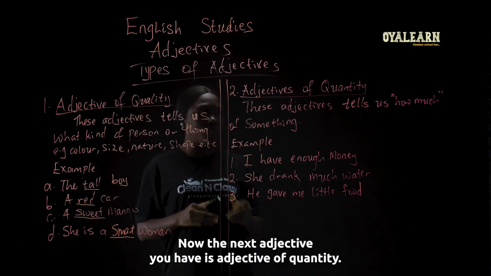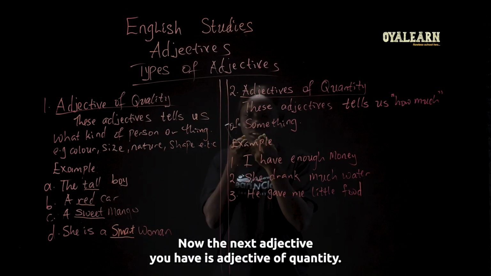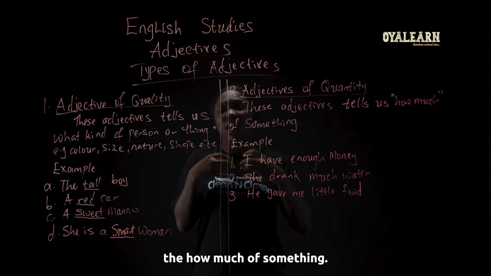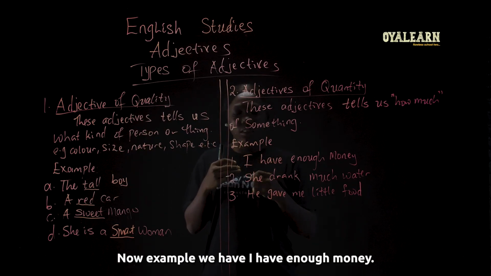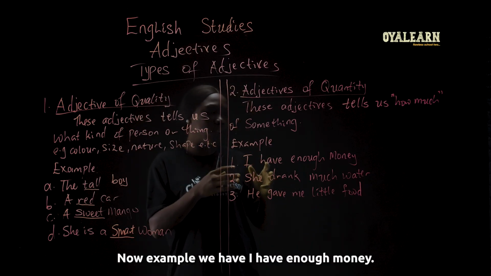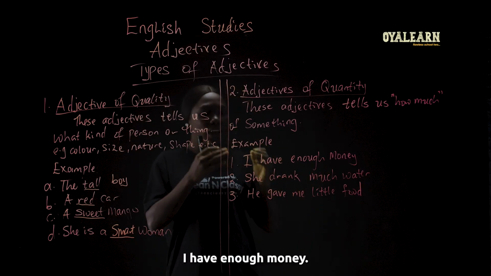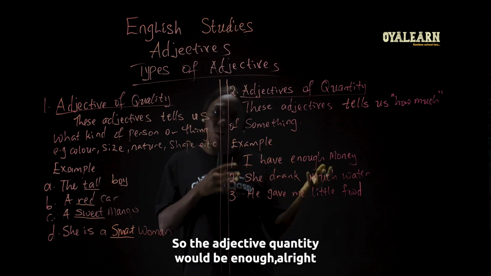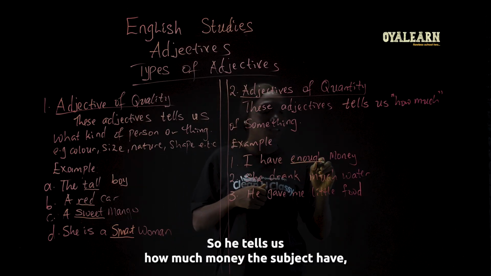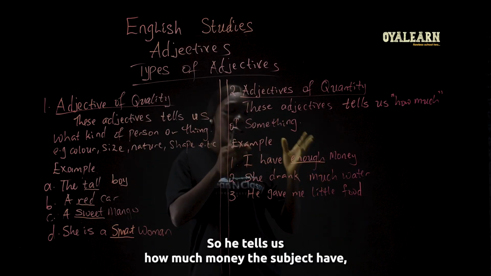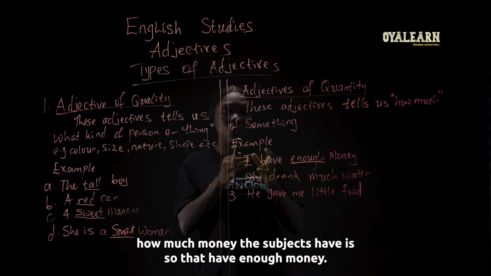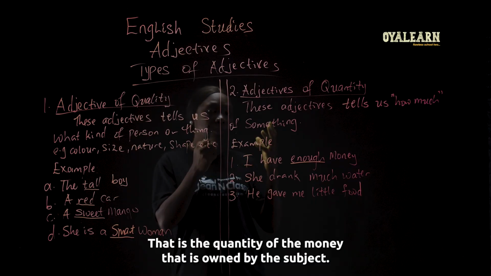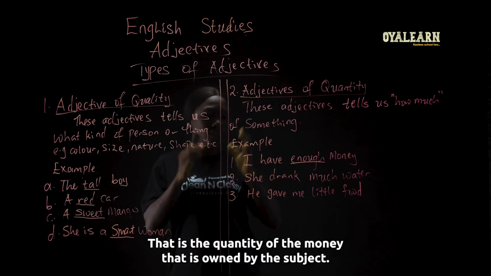Now, the next adjective we have is adjective of quantity. This adjective tells us how much of something. Now, for example, we have, I have enough money. The adjective of quantity would be enough. It tells us how much money the subject has. That is the quantity of the money that is owned by the subject.